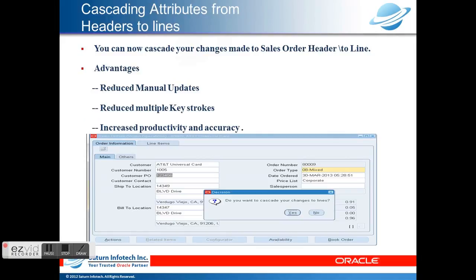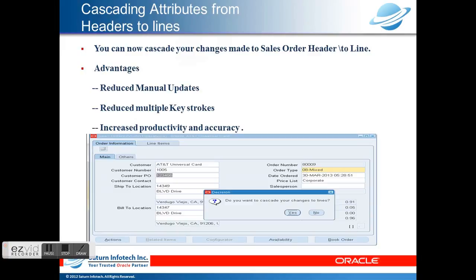Cascading attributes from header to line. When we want to make changes to any of the values or attributes on the sales order header level, and we want to change the same thing on the line level, in 11i we have to do that manually. But with release 12, that process has been automated, and with certain setups we can automate that process, and that is giving a considerable advantage over how it was done earlier in 11i.